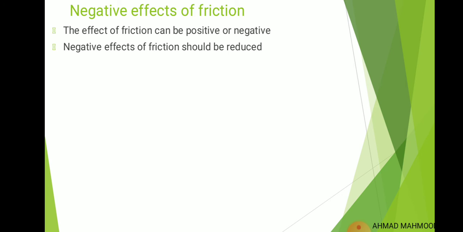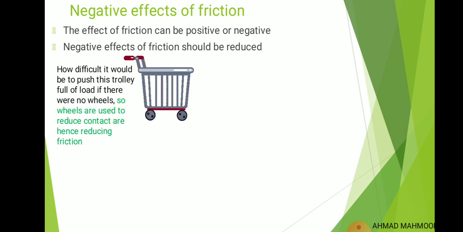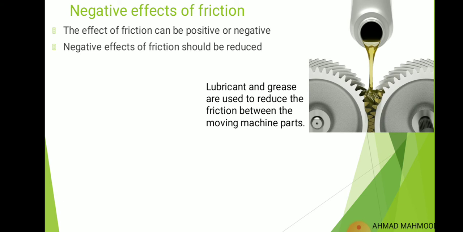Negative effect of friction, which should be minimized. How difficult it would be to push this trolley full of load if there were no wheels. So wheels are used to reduce the contact and hence reduce the negative effect of friction. Lubricants and grease are used to reduce the negative effect of friction between the moving machine parts. When the gears mesh with each other, they produce heat, which is a negative effect of friction. So grease or lubricants are used to reduce that.